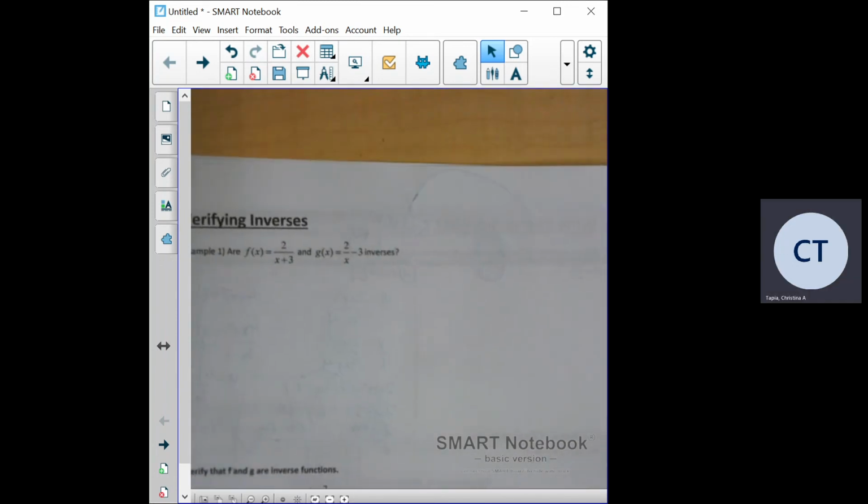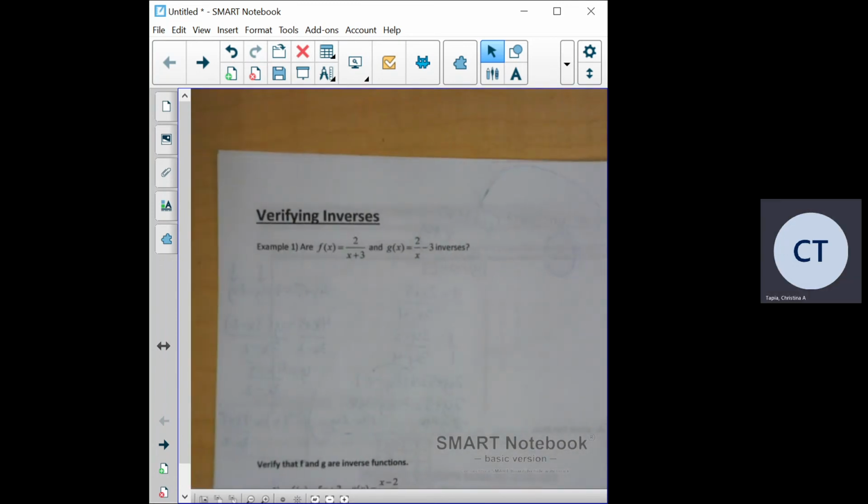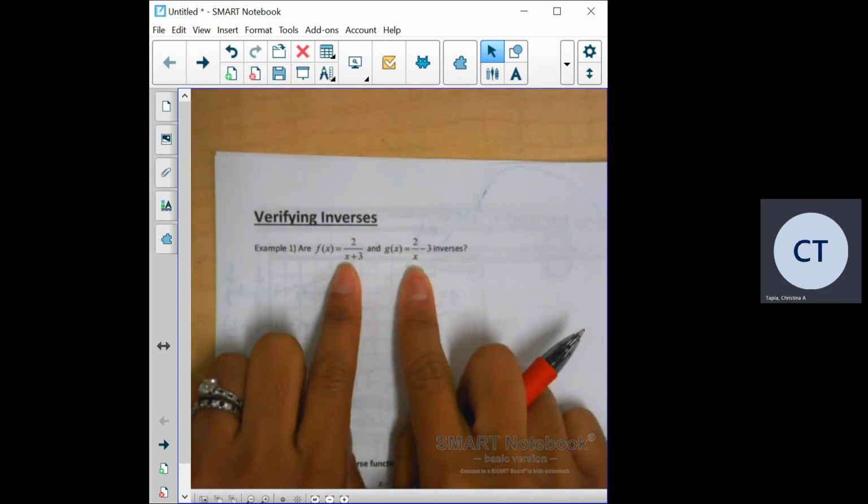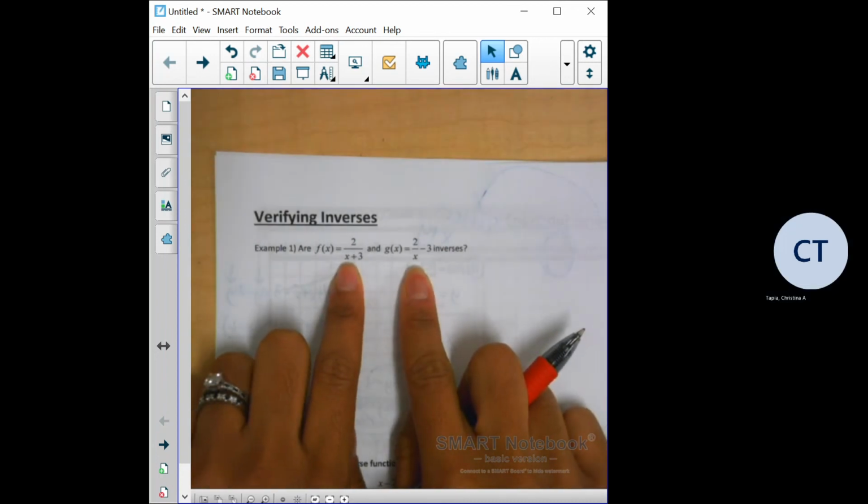All right, so with verifying inverses. Okay, so we've talked about how to graph. We've talked about how to prove something's one-to-one. We talked about how to find an inverse. And we also are now going to talk about verifying an inverse. So it's pretty much asking in this question, and for all of these questions, are f and g of x inverses? How do I verify that?